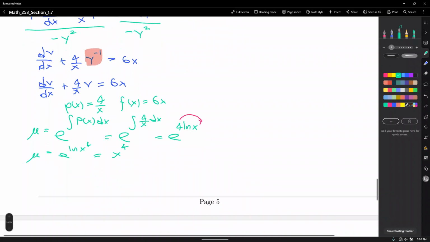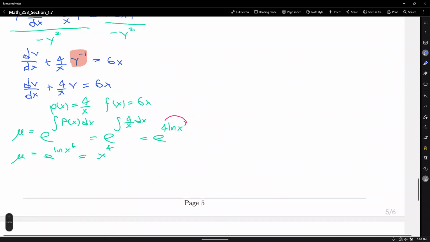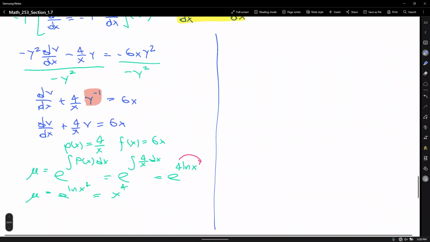But again, let's just use the formula for this. Let me go to the other side of the page to keep solving the linear equation. You know the formula: y mu equals the integral of mu f dx. However, right now, when we're solving Bernoulli's equation, our intermediate variable is not y, it's v. So I'm going to replace this y with a v: v mu equals the integral of mu f dx. What's v? That's going to be our dependent variable.